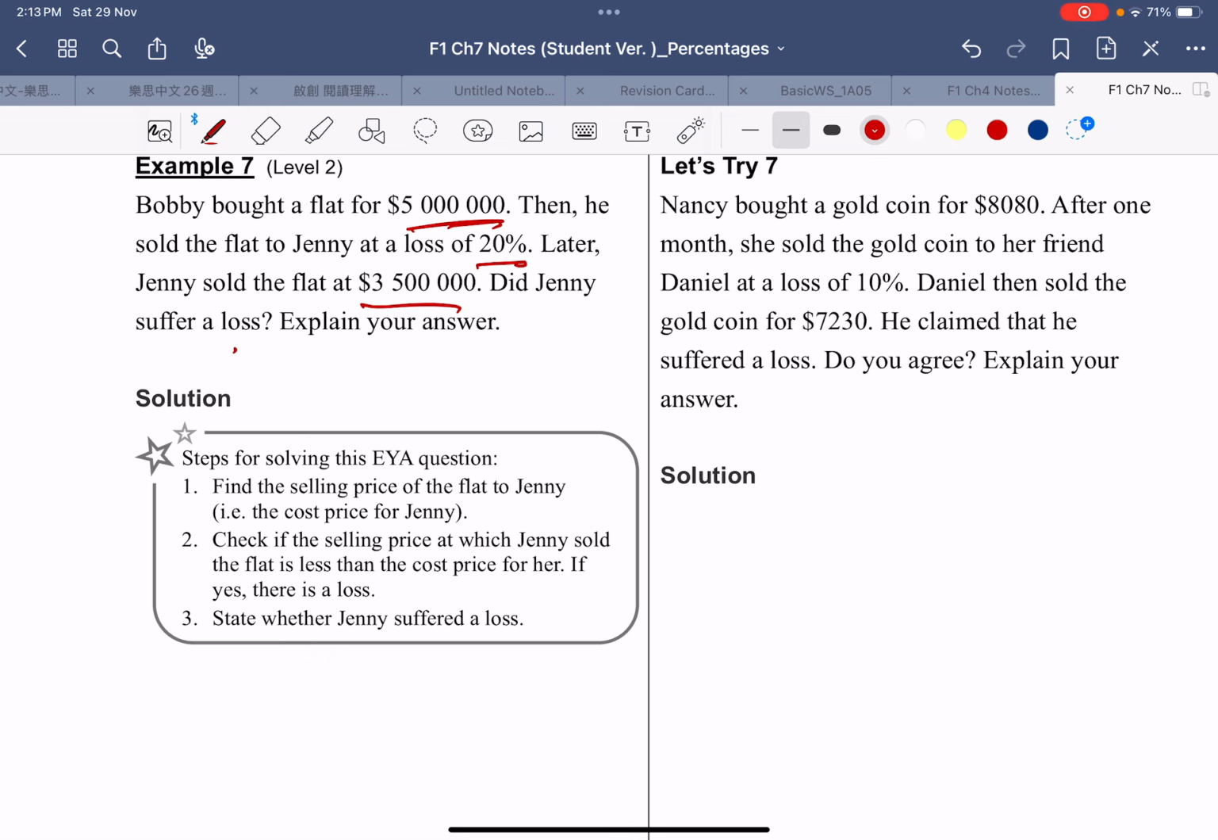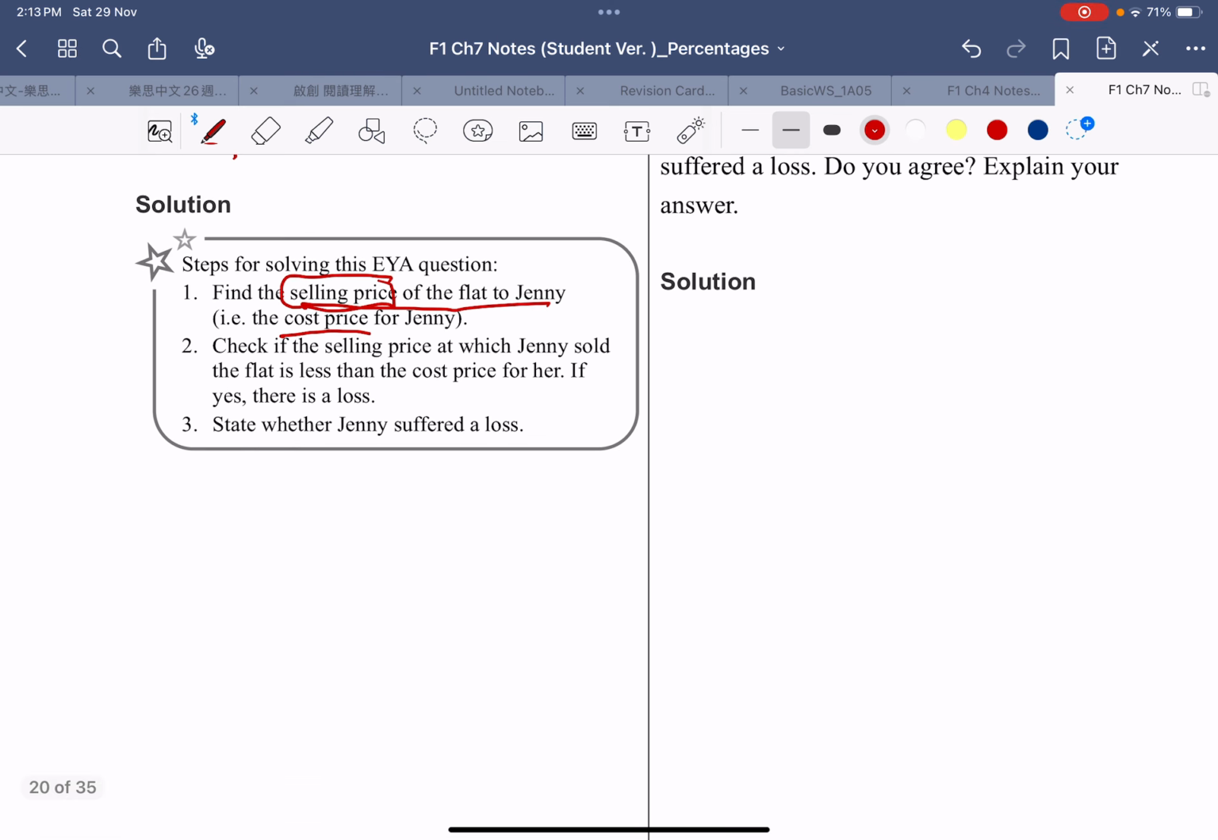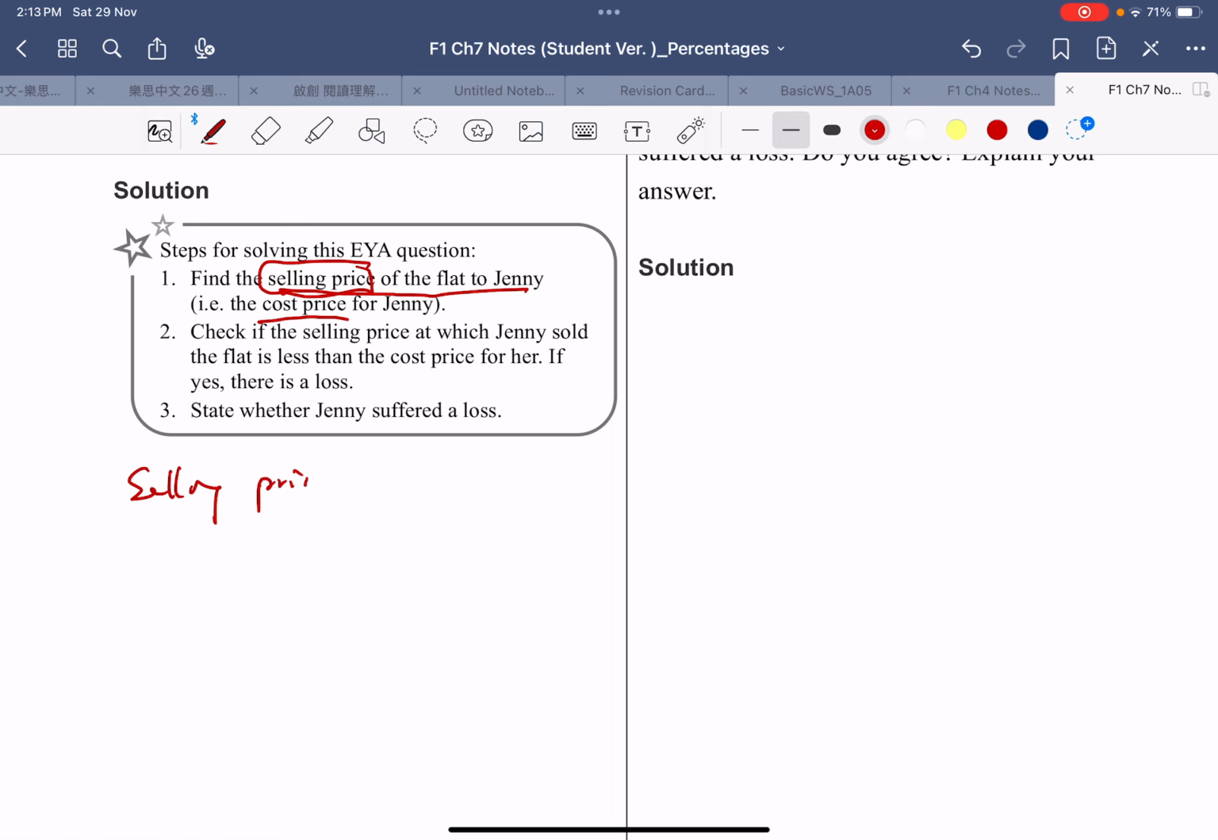If she bought the flat from Bobby higher than this amount, then she sells it at this amount, that means she will have a loss. So we are going to calculate the selling price of the flat to Jenny first. And this selling price is actually the cost price for Jenny. Selling price for Bobby equals the cost price for Jenny. The idea is that.